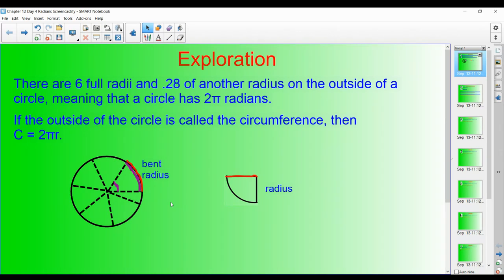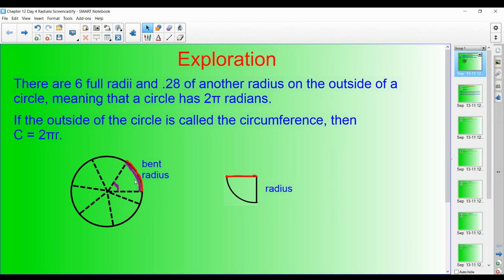Okay, there are 2 pi radians in a circle, and the way we find that out is to do an exploration. If we take the radius of a circle, this red line, and bend it around the circle, you get 1, 2, 3, 4, 5, 6, and about 28% of another radius. So you get 6.28, or 2 pi radiuses, in a full circle.